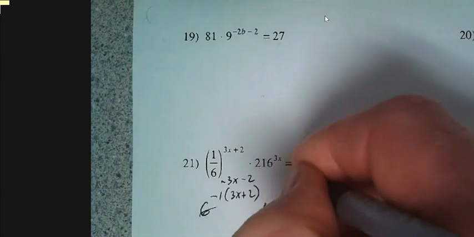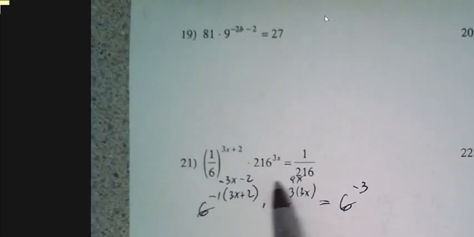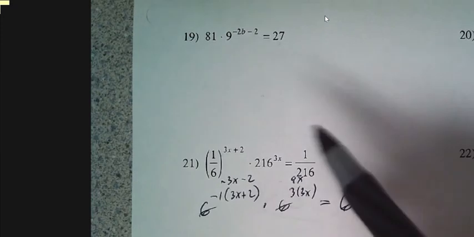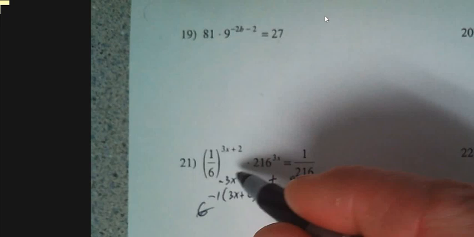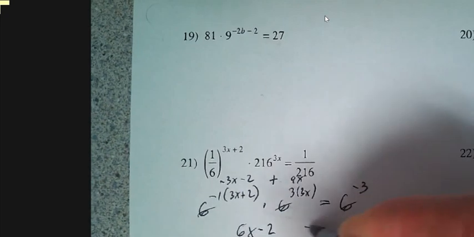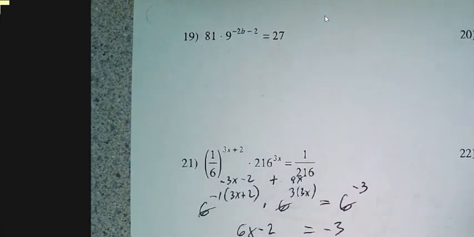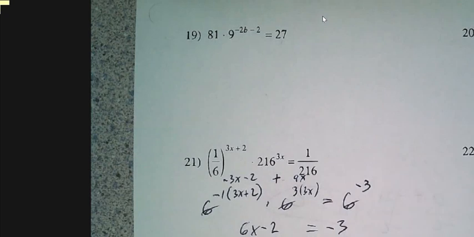So what am I going to do with those? Add them together. So go ahead and put a plus there. So you're going to have 6x minus 2 equals negative 3. So you can solve that. I'm not going to solve it. You can do that. All right, so there you go.